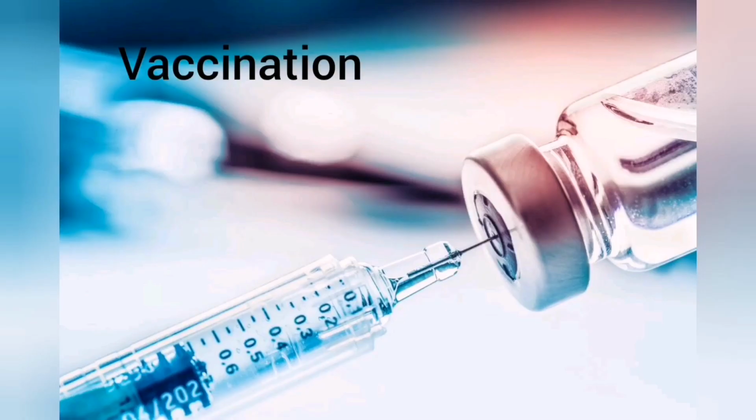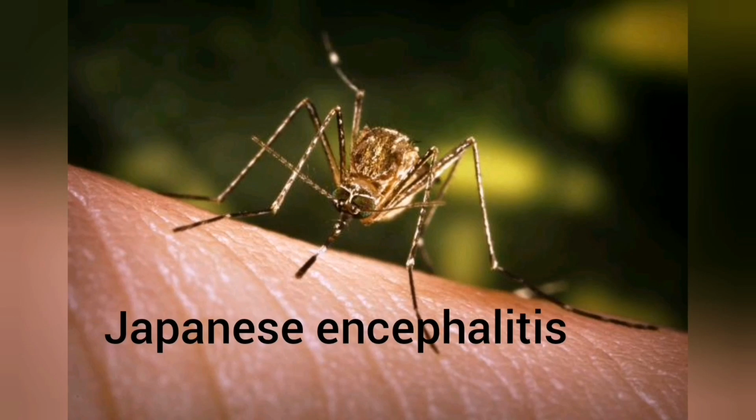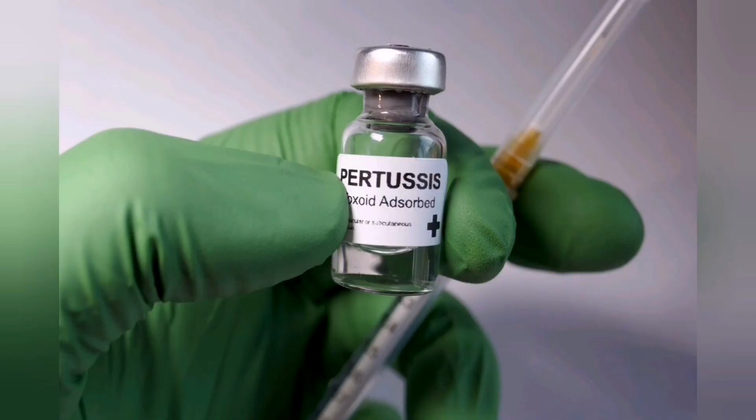Prevention: vaccination is available against tick-borne and Japanese encephalitis and should be considered for at-risk individuals. Contraindication: contraindication to pertussis immunization should be observed in patients with encephalitis.